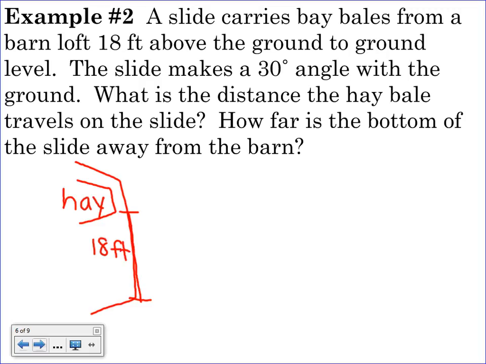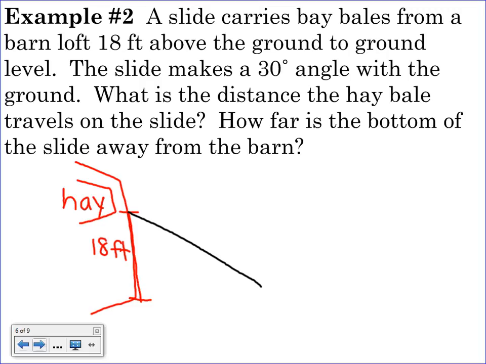A slide carries the hay to the ground. Okay, so the slide may be like a conveyor belt type of thing where it's constantly going, you put the hay on and it rides it down. Or it might be something that has wheels or rollers that when you put the hay on it, it rolls down the slide. It probably wouldn't slide down the slide at this angle. It says that the slide makes a 30-degree angle with the ground.